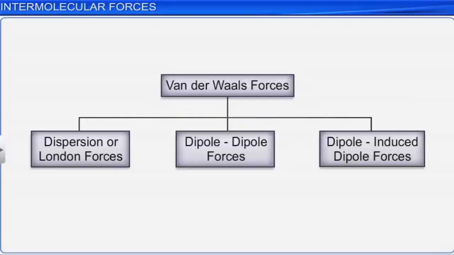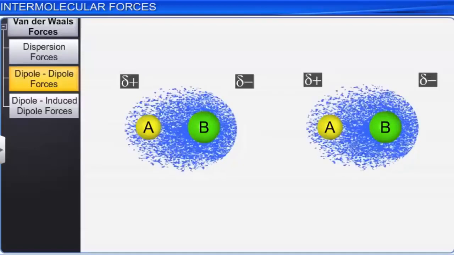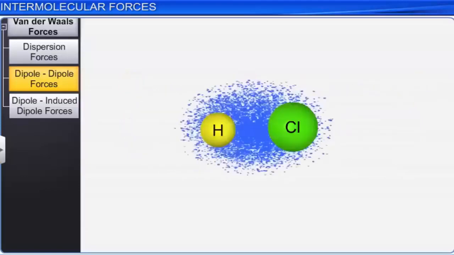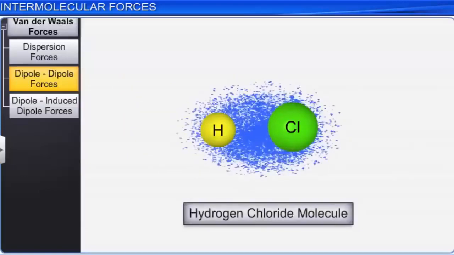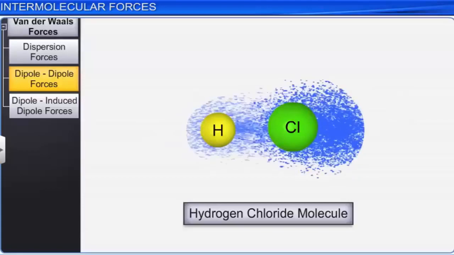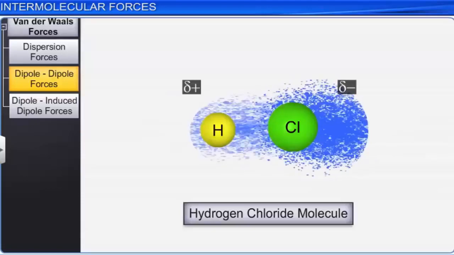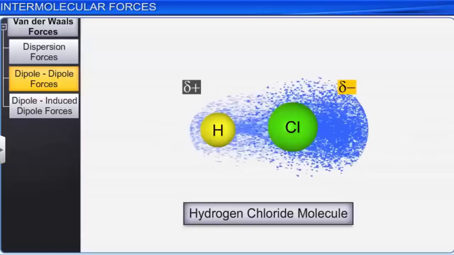Another type of intermolecular force is dipole-dipole forces. The dipole-dipole forces are attractive forces that act between the polar molecules with permanent dipole. The ends of the dipoles in a polar molecule possess partial charges, which are represented by the Greek letter delta. For example, in hydrogen chloride, due to the greater electronegativity of chlorine, it attracts the electron cloud more towards itself, and thus its end has a partial negative charge and the hydrogen end has a partial positive charge.